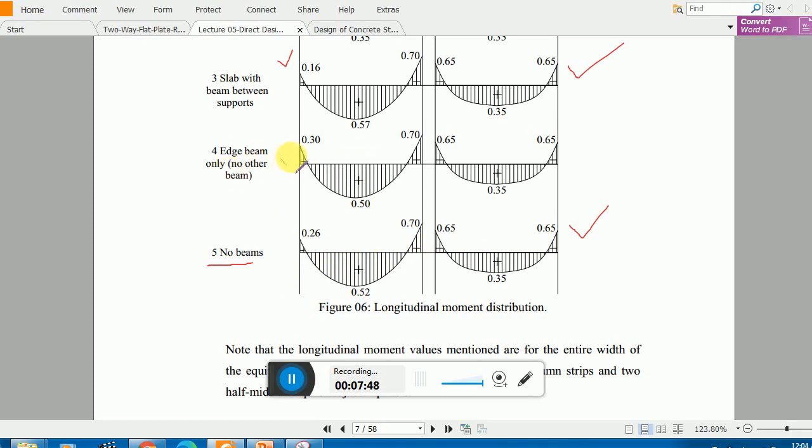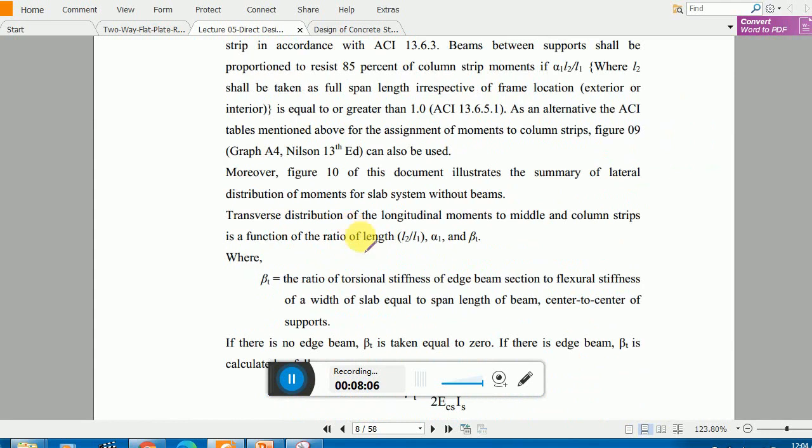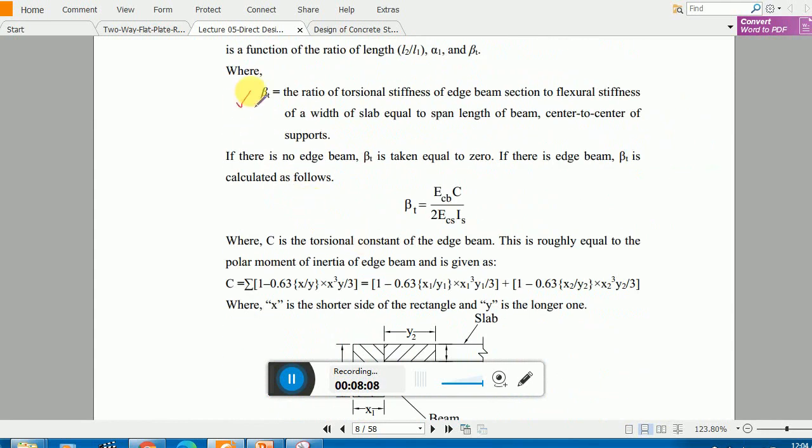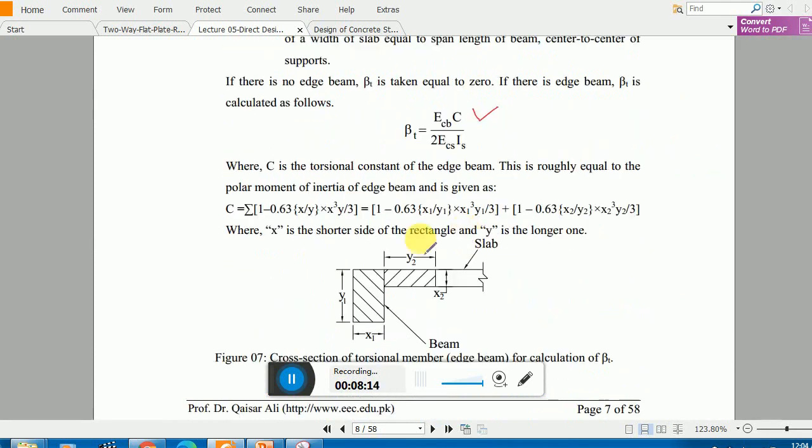And edge beam only. This is the case when we have only an edge beam and no interior beams. In that case, you will use these coefficients. In the transverse direction, this is the beta. This is also a torsional stiffness, and to calculate it we will use this formula.